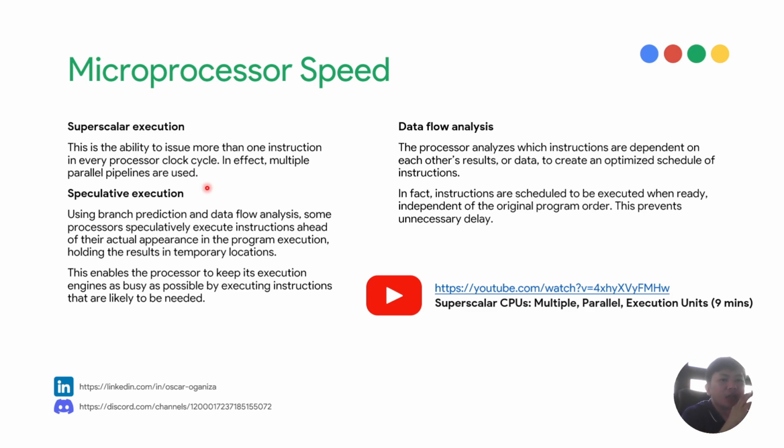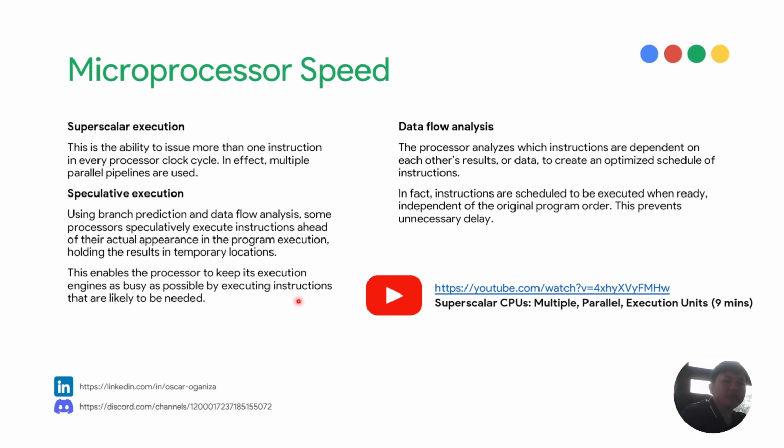So, speculative execution, on the other hand, uses branch prediction and data flow analysis. Some processors speculatively execute instructions ahead of their actual appearance in the program execution, holding the results in temporary locations. That is the purpose of memory and RAM. It can restore temporary executions. This enables the processor to keep its execution engine as busy as possible by executing instructions that are likely to be needed.